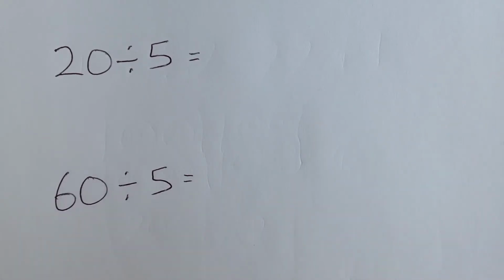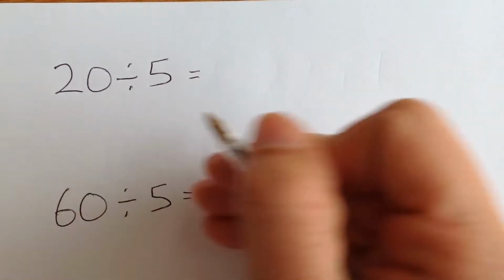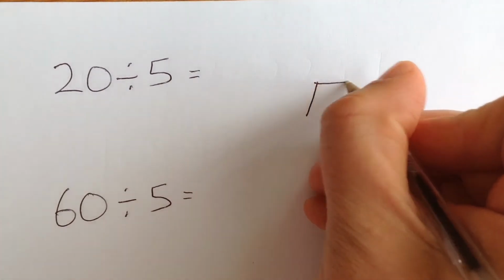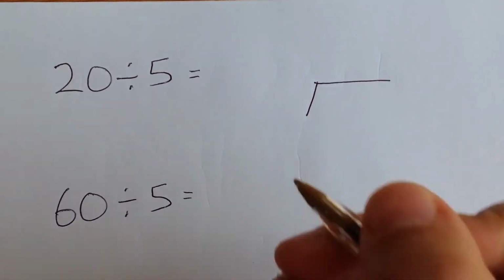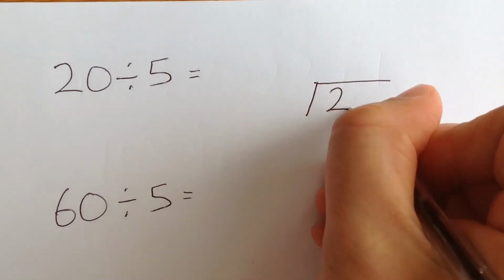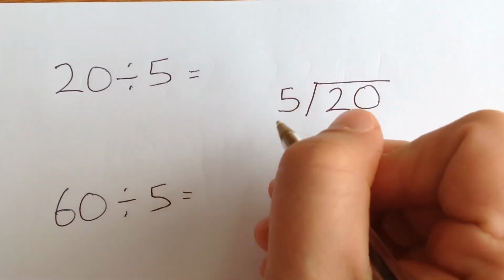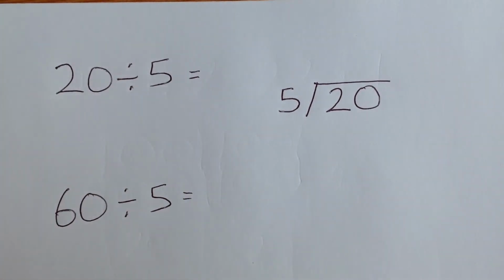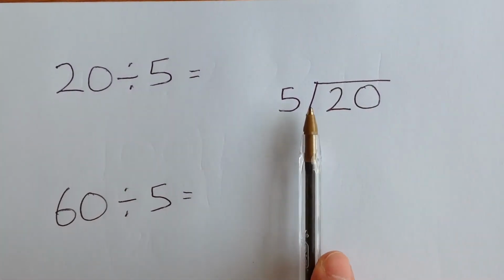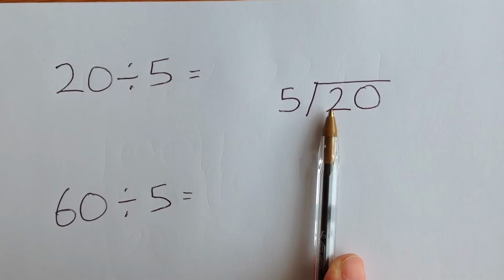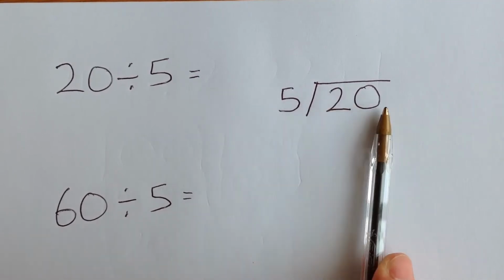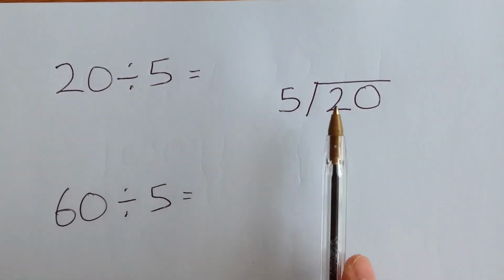Now, I'm going to use my bus stop method here. So what I do for 20 divided by 5 is I create a little bus stop like that. And I put the 20 people waiting in the bus stop. Buses come along and they can hold 5 people at a time. So I've got to have a look at how many 5s. And I start from the largest value column and work my way down, exactly as I did with the counters.